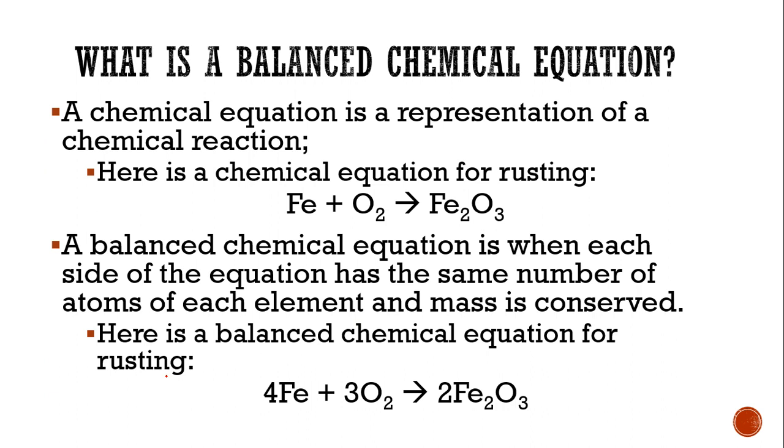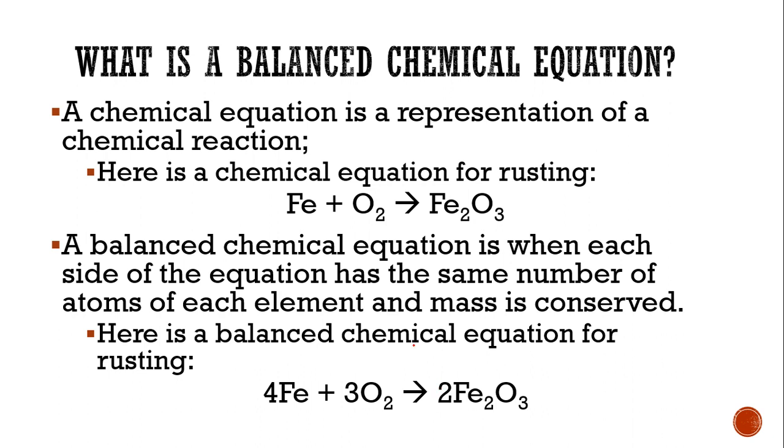A chemical equation is a representation of a chemical reaction. For example, the one below, iron reacting with oxygen gas, yields Fe2O3, also known as rust. This is just a general chemical reaction, but in order to make it a balanced chemical reaction, we want the same number of atoms of each element on both sides to show that mass is being conserved. So if I were to write this as a balanced chemical equation, I would have to put the coefficient 4 here, 3, and then 2.